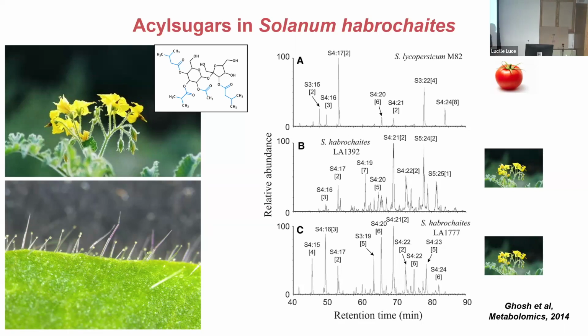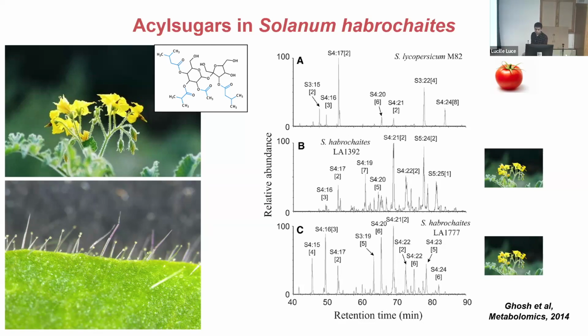They are produced from tiny cells on top of the leaf and stem surfaces. It makes the surface of the leaf very sticky, so insects don't like to lay eggs. It also acts like a water barrier. In different populations of Solanum habrochaites, the acyl sugar profiles are different. In tomato, there are only 10 or so acyl sugars, but in Solanum habrochaites, there are a lot more.